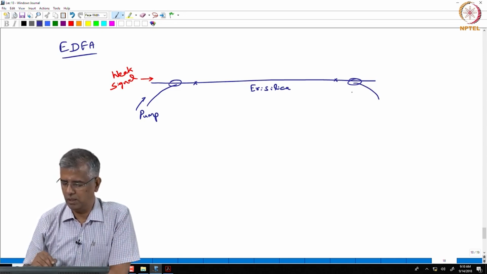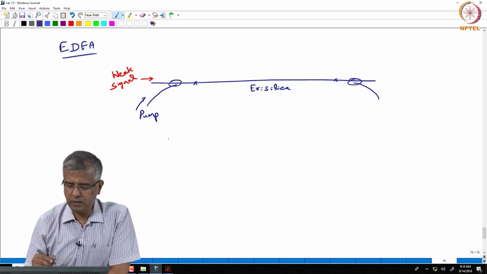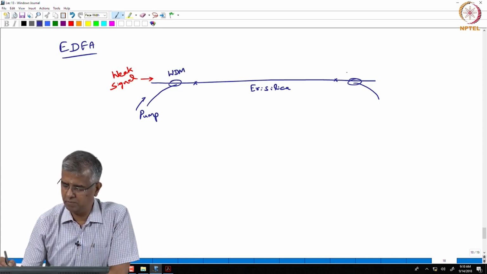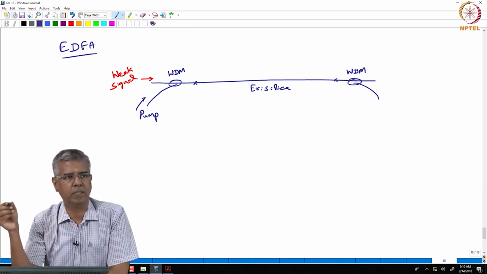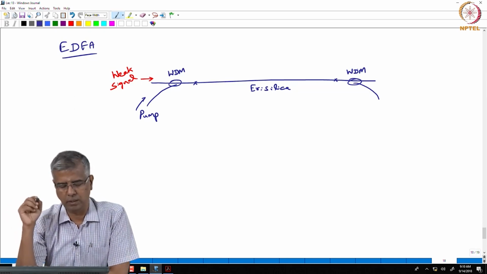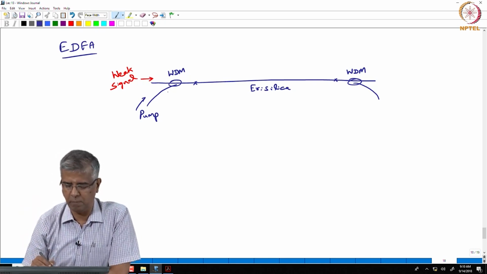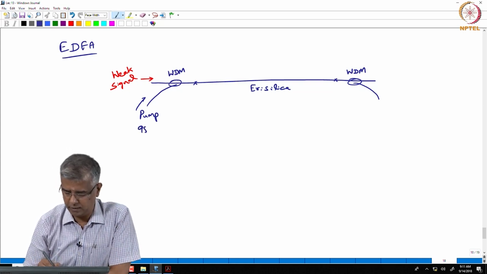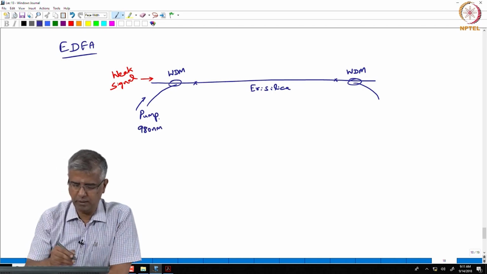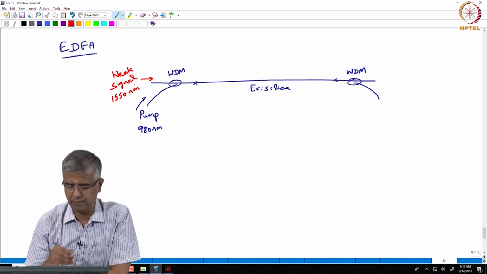So, you use one more fiber coupler. These fiber couplers are called in short WDMs. It stands for wavelength division multiplexer. Okay. So, in this case it is actually on the input side, it is combining two different wavelengths. The pump radiation at 980 nanometer is combined with the signal radiation, let us say at 1550 nanometer.